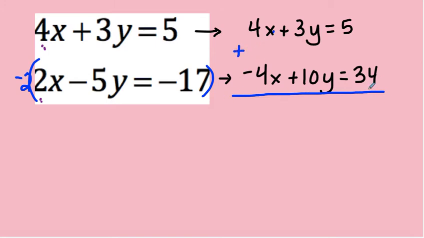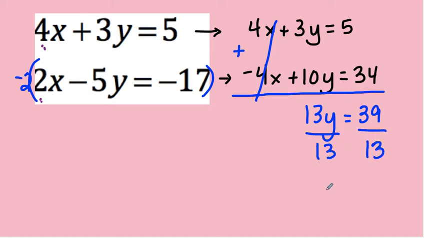And notice I put the line there. It reminds me of how I do addition. I do it vertically. So a 4x and a -4x are going to cancel, get eliminated. 3y plus 10y gives me 13y. And then 5 plus 34 gives me 39. Okay, so then I divide both sides by 13. And I get that y is equal to 3.